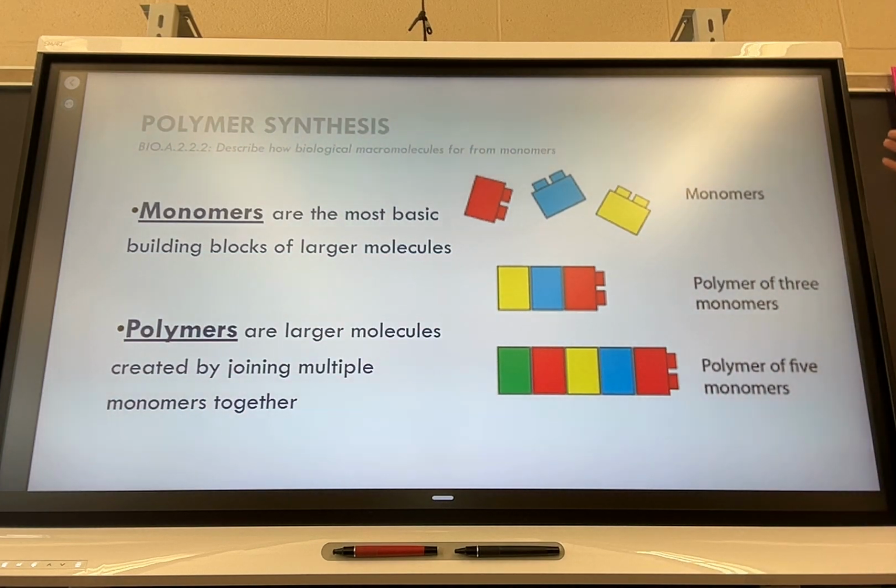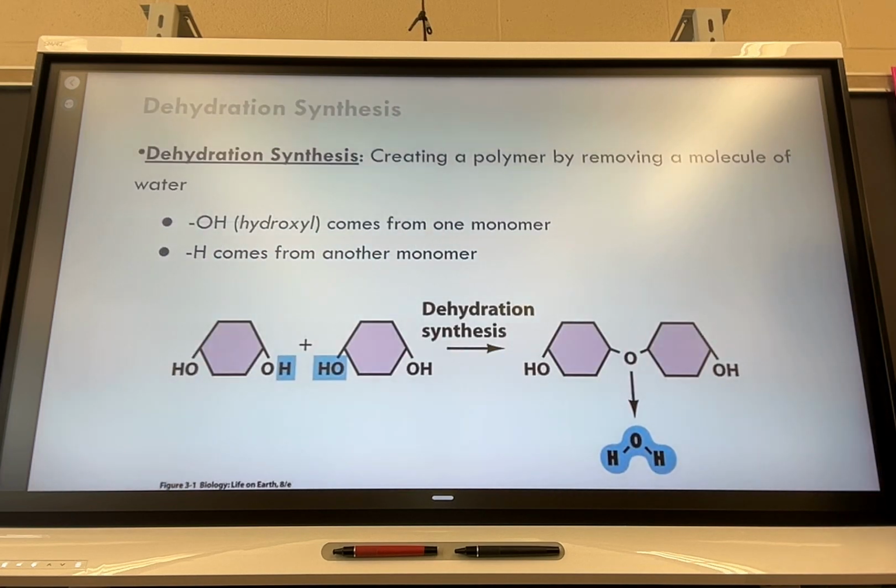You can compare this to if you've ever played with Legos. You see the monomers are the individual building blocks. As we put them together, we get larger and larger polymers. Now, how do we actually get these monomers to stick together? Well, for that, we need to do a process called dehydration synthesis.